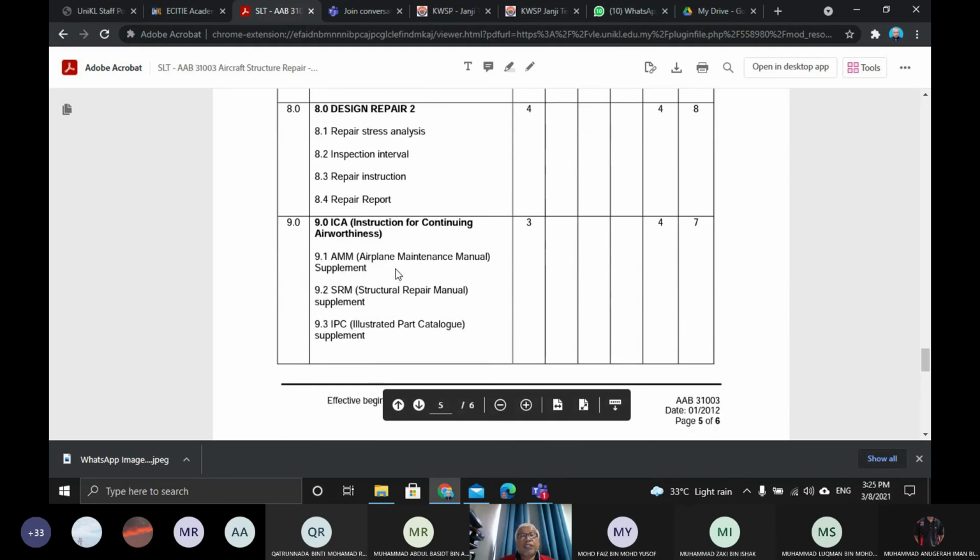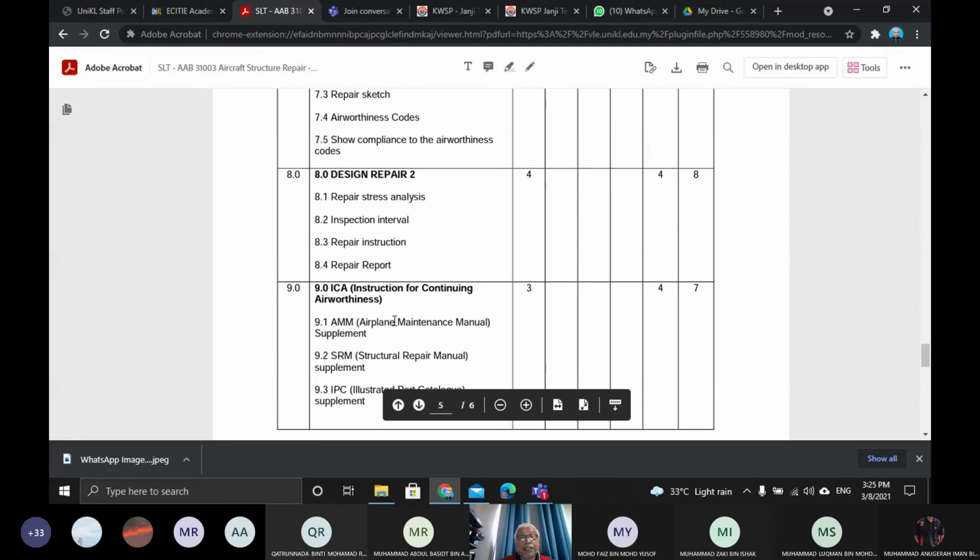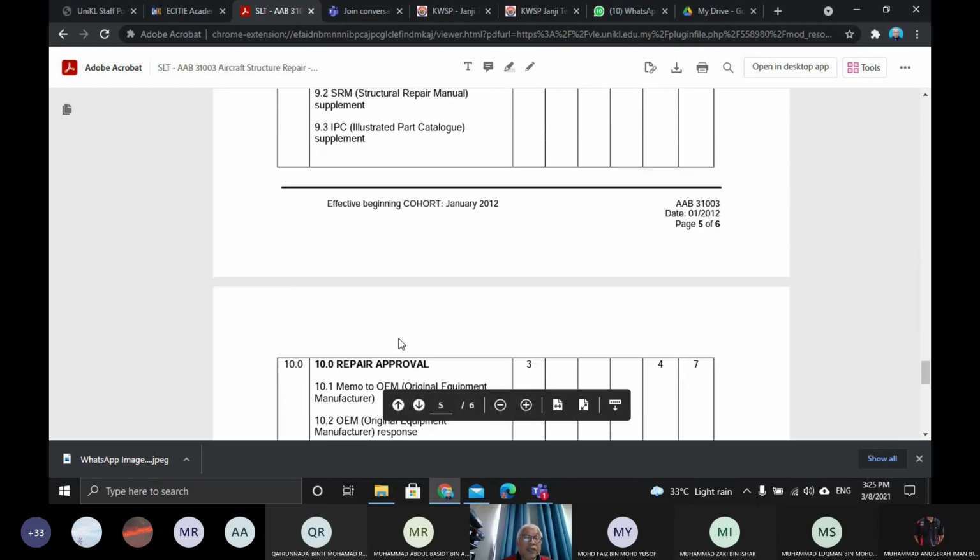Instructions for continuing airworthiness: as you develop the repair, it needs to be re-inspected and reviewed. The repair may continue to be good, or the repair may not be good and the damage may continue. We want to address those problems and make sure they will not occur, and we have to determine the instructions for continuing airworthiness, how to make sure the repair is good throughout the aircraft's operations.